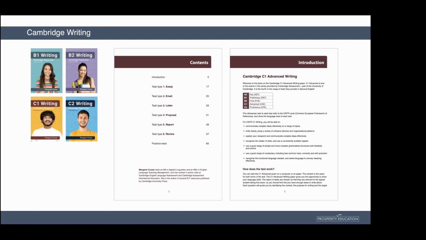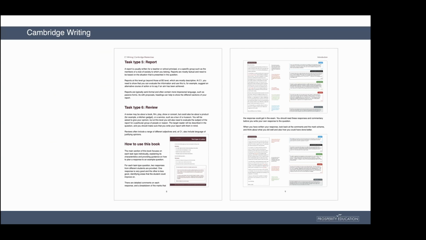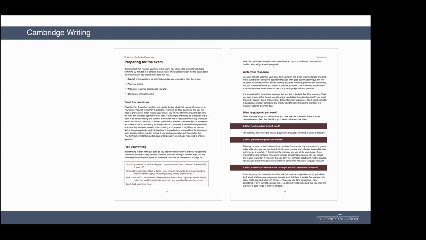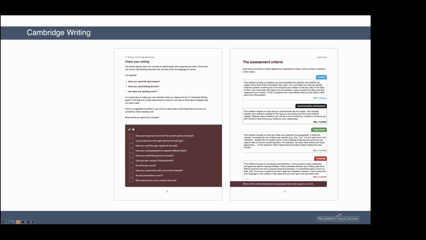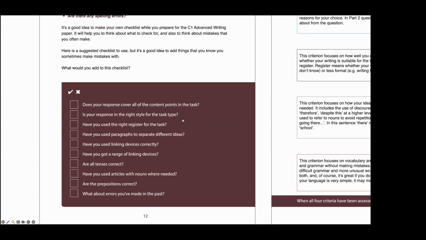And you'll see that each unit focuses on a different task type. The introduction explains each of the task types and gives information about the exam format itself. It describes how to use this book, but I shall show you how it works in a moment. And some advice and checklists for preparing for the exam itself, followed by a checklist that students can use when they're going through each unit, and indeed, ultimately in the test itself.